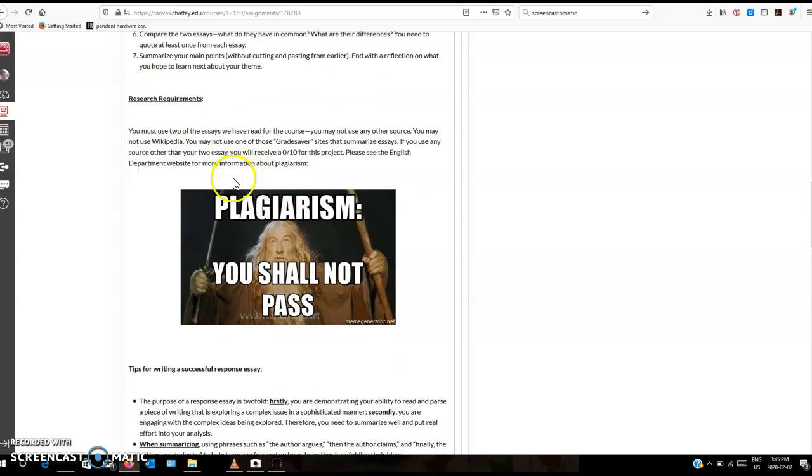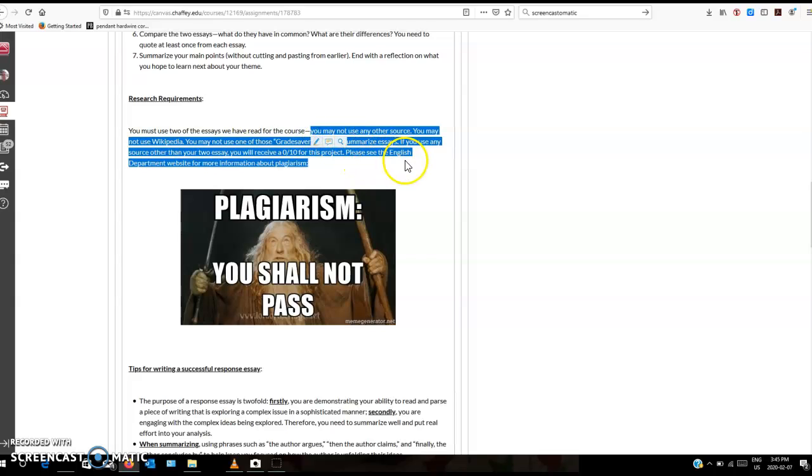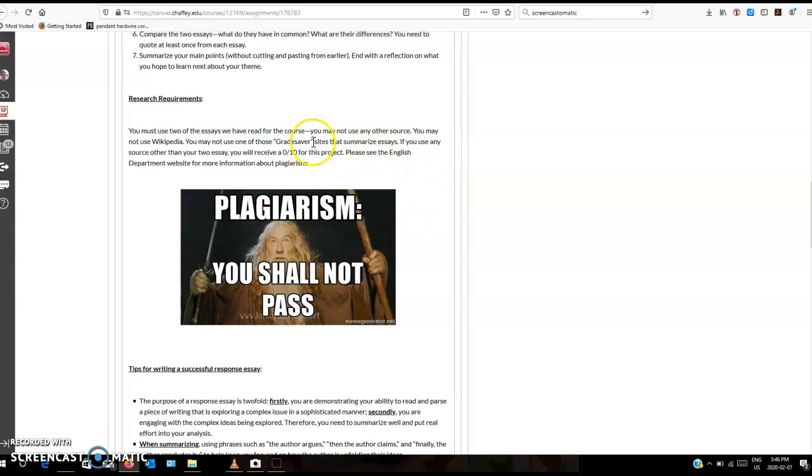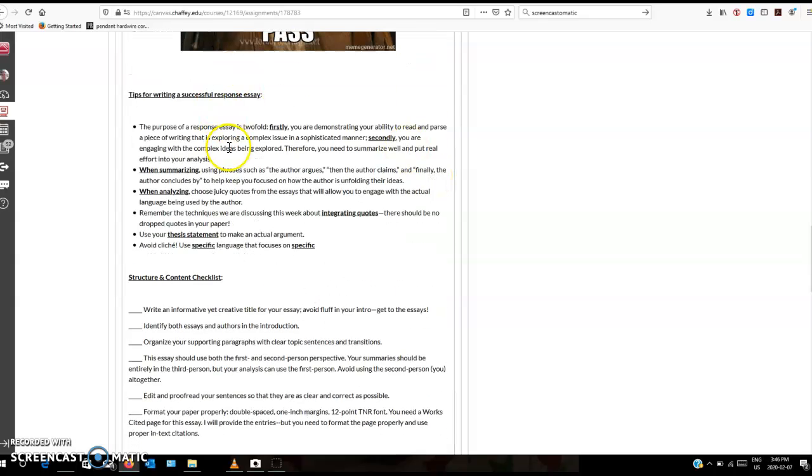Research requirements: you have to use 2 essays, and you can't use any other sources, okay? Just the 2 essays. Don't use anything else, as I've noted here. This is just you engaging with the ideas from 2 essays. So don't use Wikipedia, don't use things like gradesaver.com or anything like that. You will end up with a 0 out of 10 for the project. You don't want that.